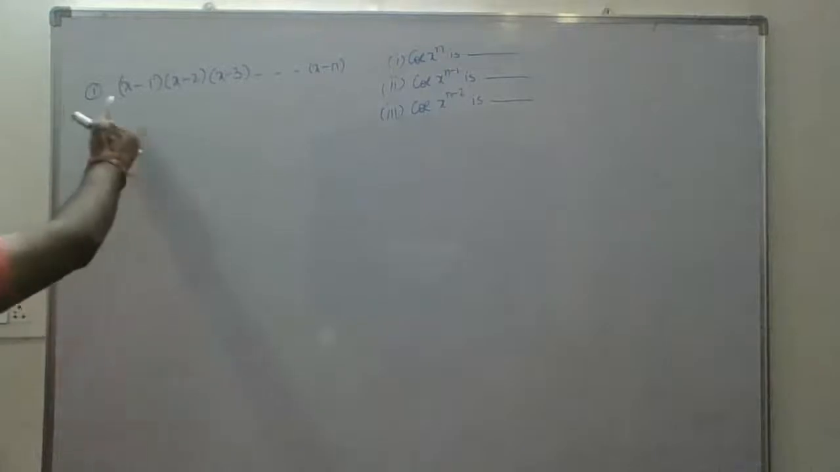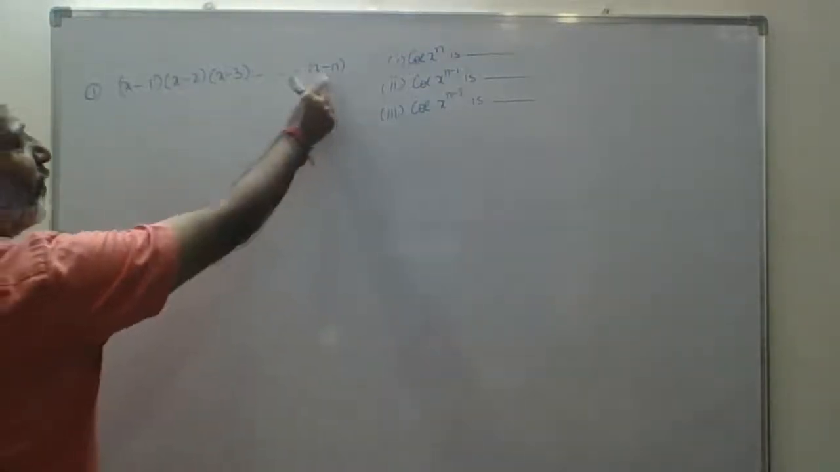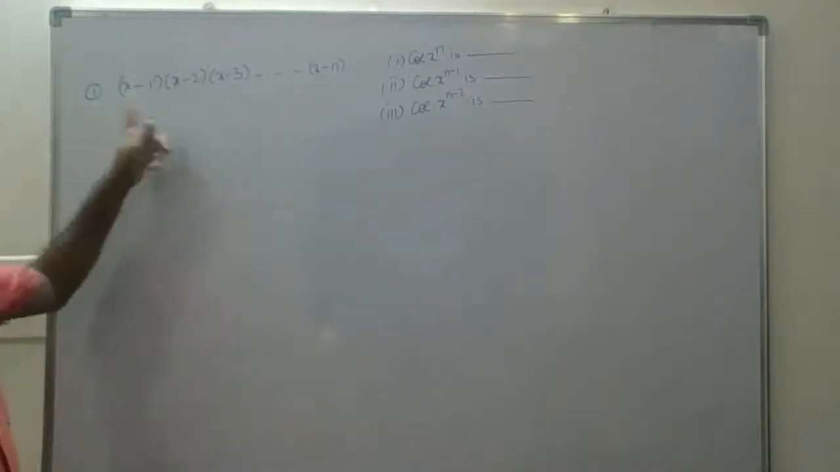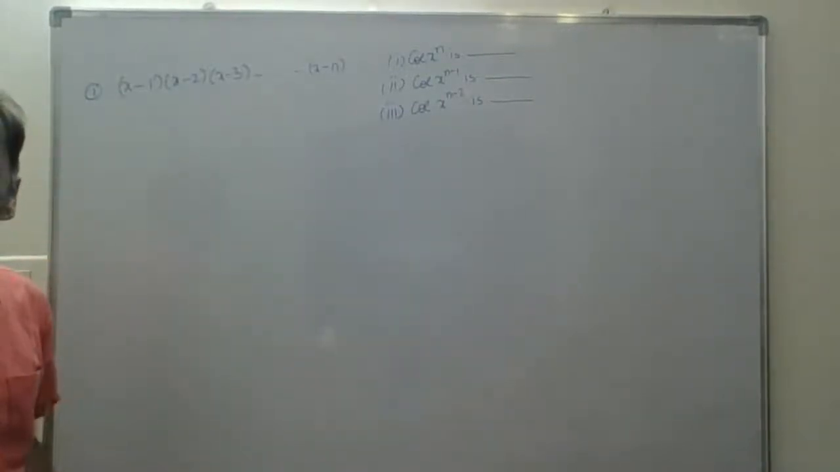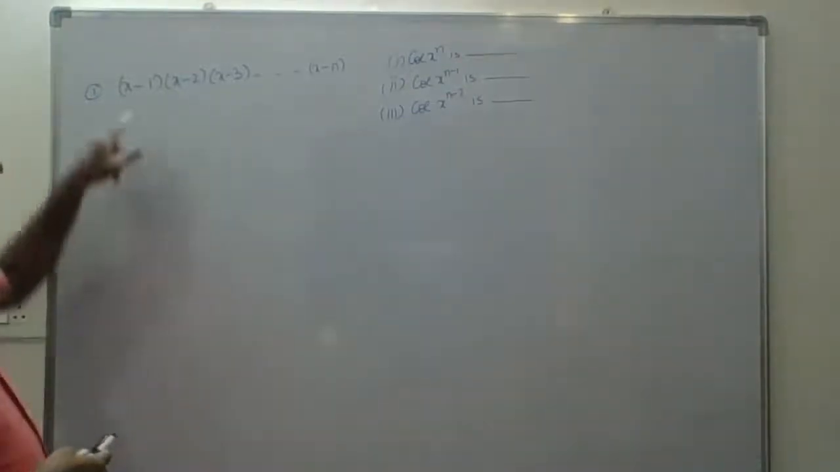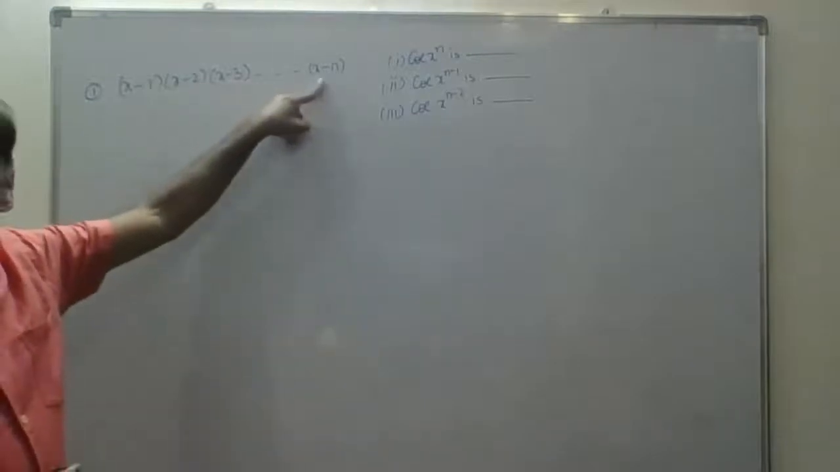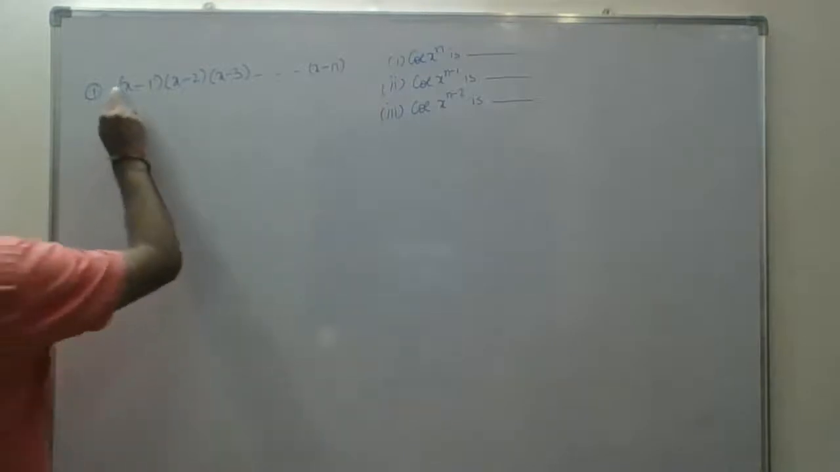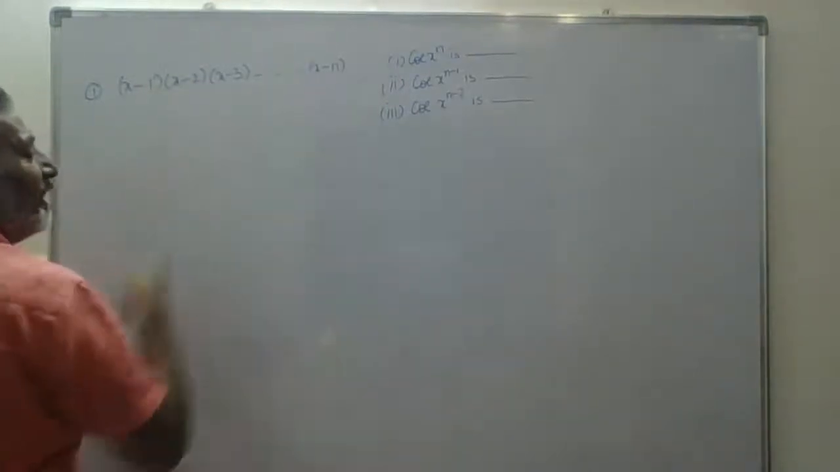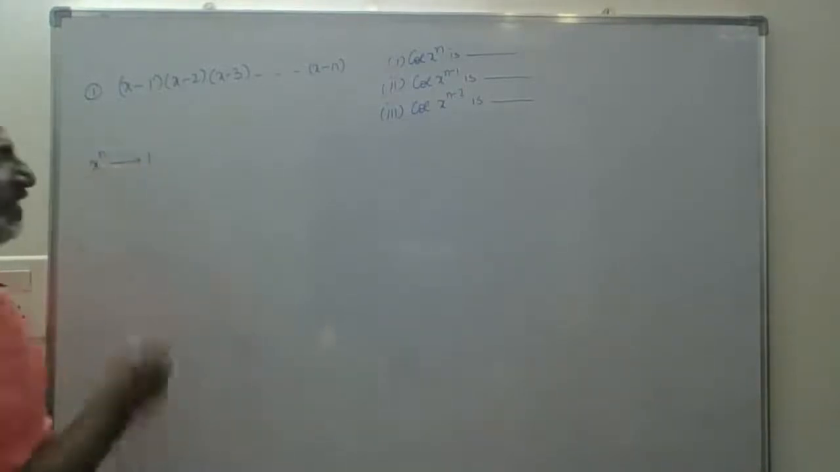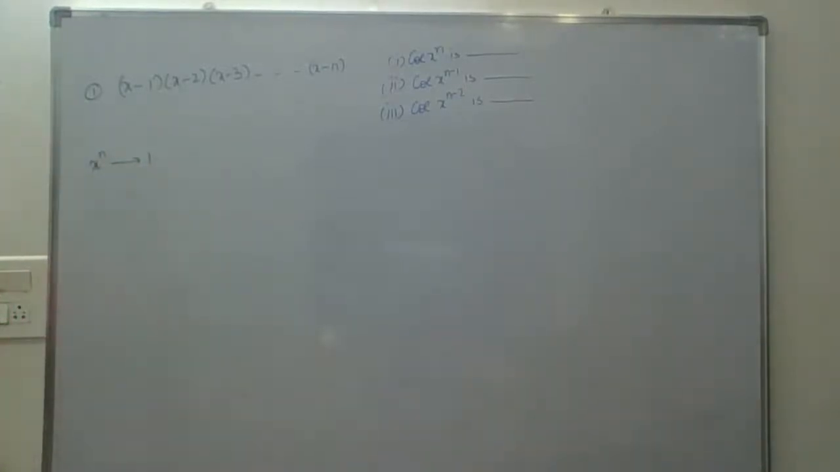See, x minus 1 into x minus 2 into x minus 3 into so on up to x minus n. How many factors are there? n factors. So if you multiply it, we will get nth degree expression in x. Is it not? And x, how many times? n times. x power n. Since the coefficient of x in each factor is 1, therefore the coefficient of x power n is what? 1. That is the first one.